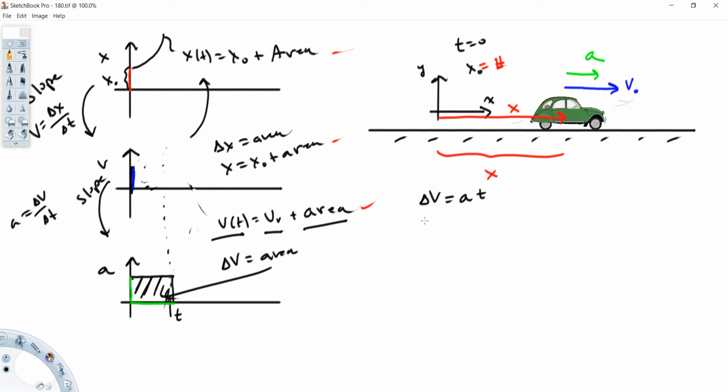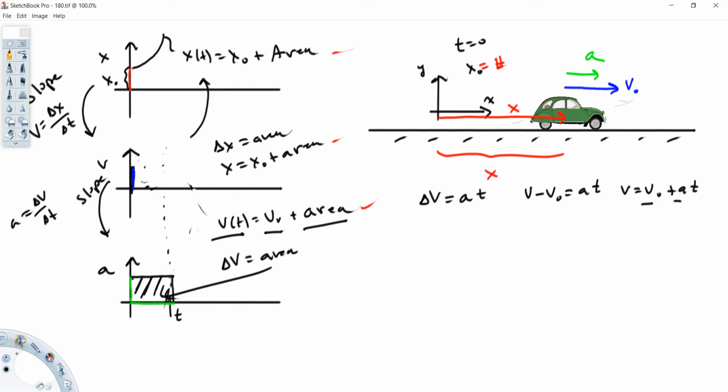Now, delta anything, remember, is v final minus v initial. So we've got v minus v initial. So this v is our v final, or our time-dependent v. And that's going to equal acceleration times time. And then you just solve this for v. And we get v initial plus at. Now, presumably v initial is some number, the acceleration some number, and what we have is a linear function now.